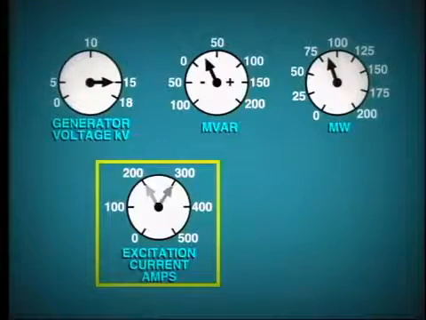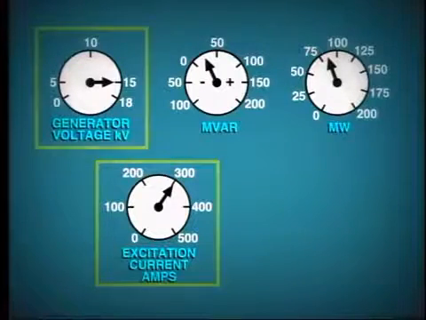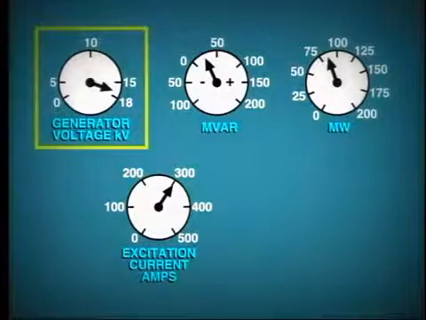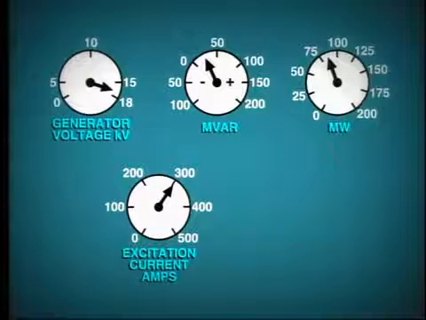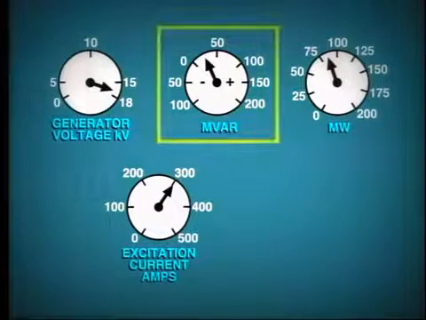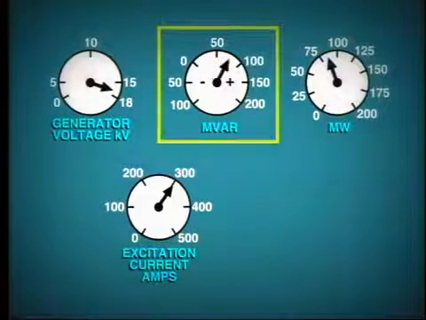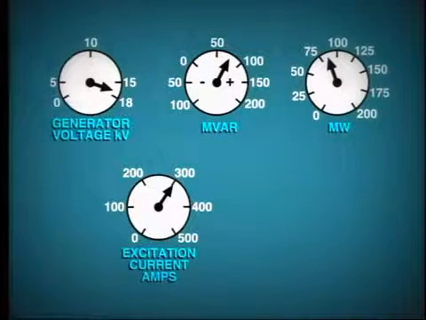So what is the effect of adjusting excitation? Well, obviously, one effect is to adjust the output voltage of the generator. For example, by increasing the excitation current, the generator terminal voltage will increase. But that's not all that happens. As terminal voltage is increased, the generator will produce and transfer more megavars into the power system.